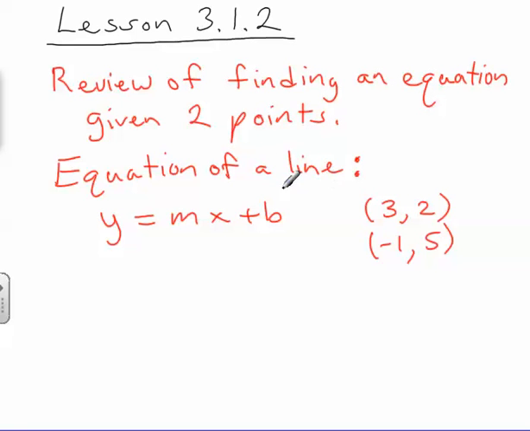Here's one of the formats for a line, y equals mx plus b, and here are 2 points that line can go through. So here's one way to do that. These are x and y, right? So I can replace y over here with the 2. Don't know m, so I'm going to call it m. Replace the x here with the 3. Don't know b, so I'm going to call it b.